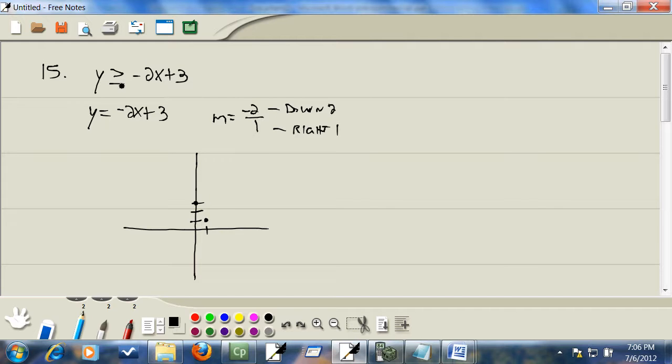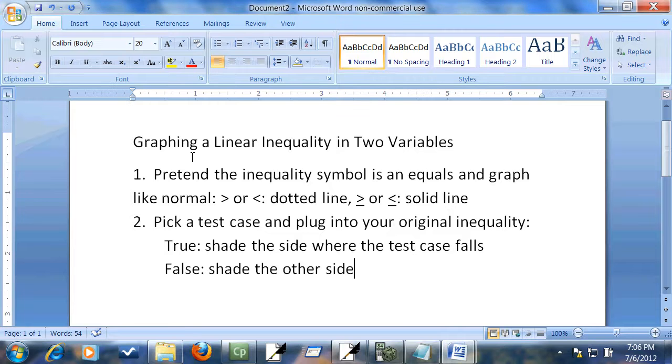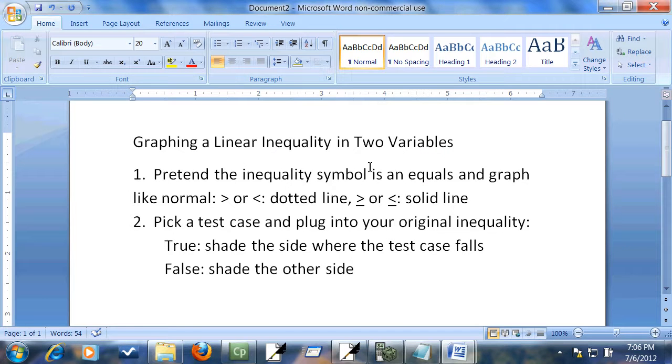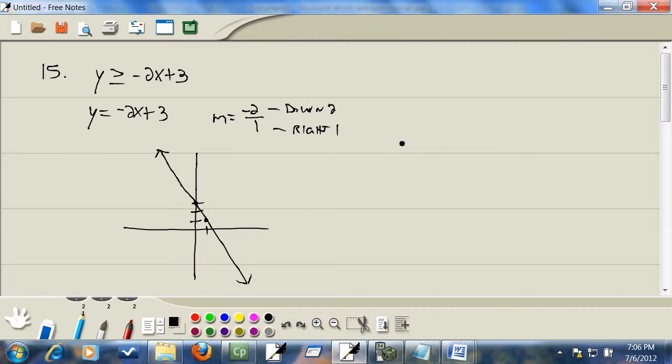Now this is a greater than or equal to, and remember in our steps, we said greater than or equal to is a solid line. So that means there'll be a solid line here. Now, step 2, pick a test case and plug it in your original inequality. I'm going to pick the origin. That's almost a perfect one to pick, if you know which side it falls on. Obviously, the origin, which is right here, falls on this side of the line. Now, if your line went through the origin, then you wouldn't want to use it, of course.